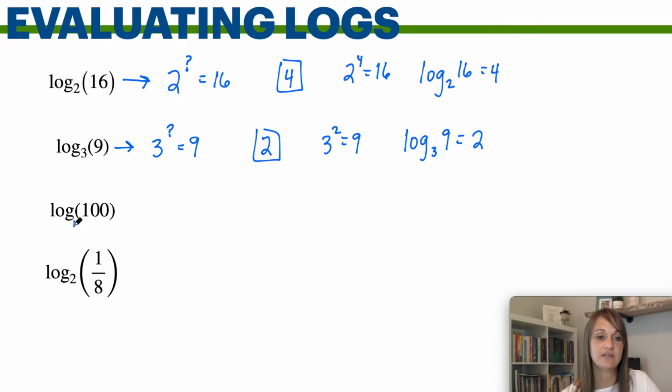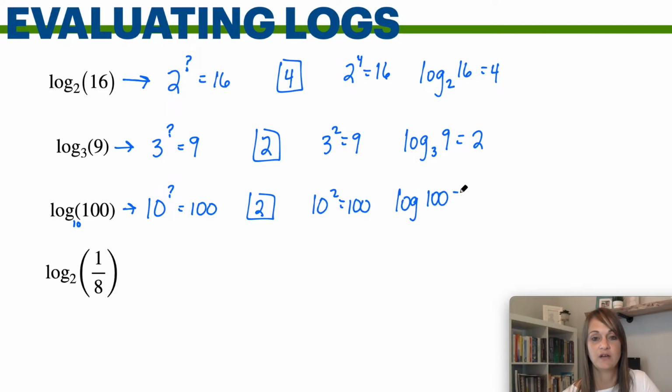This does not have a base, so it's automatically assumed to be a 10. So 10 raised to what power gives you 100? And again, the answer is 2. Because 10 squared is 100, so you could say that log of 100 equals 2.